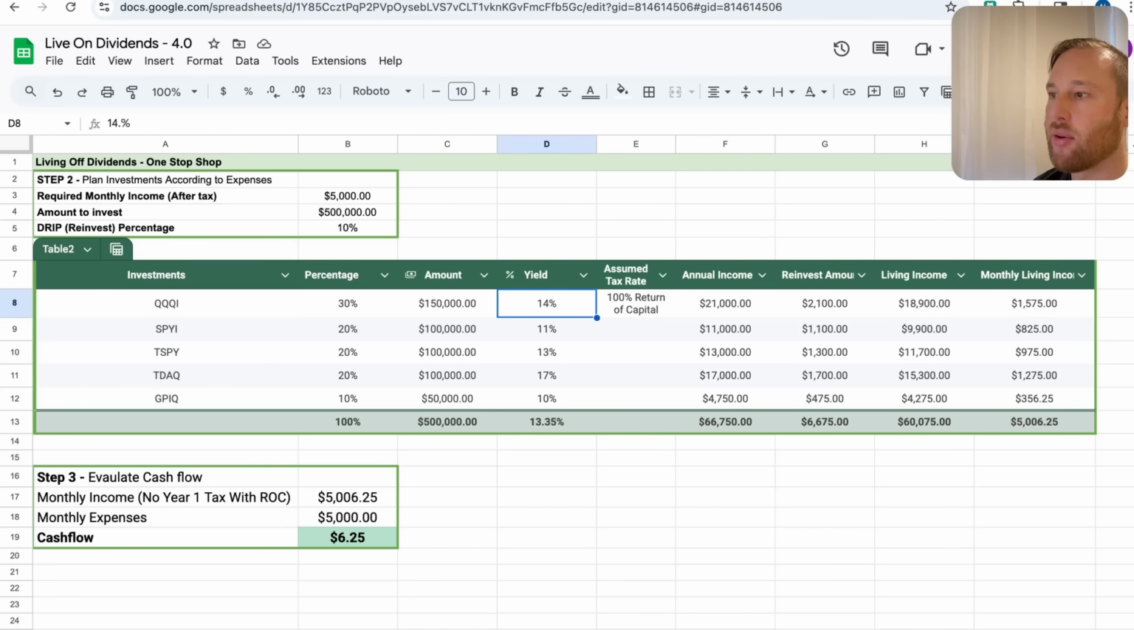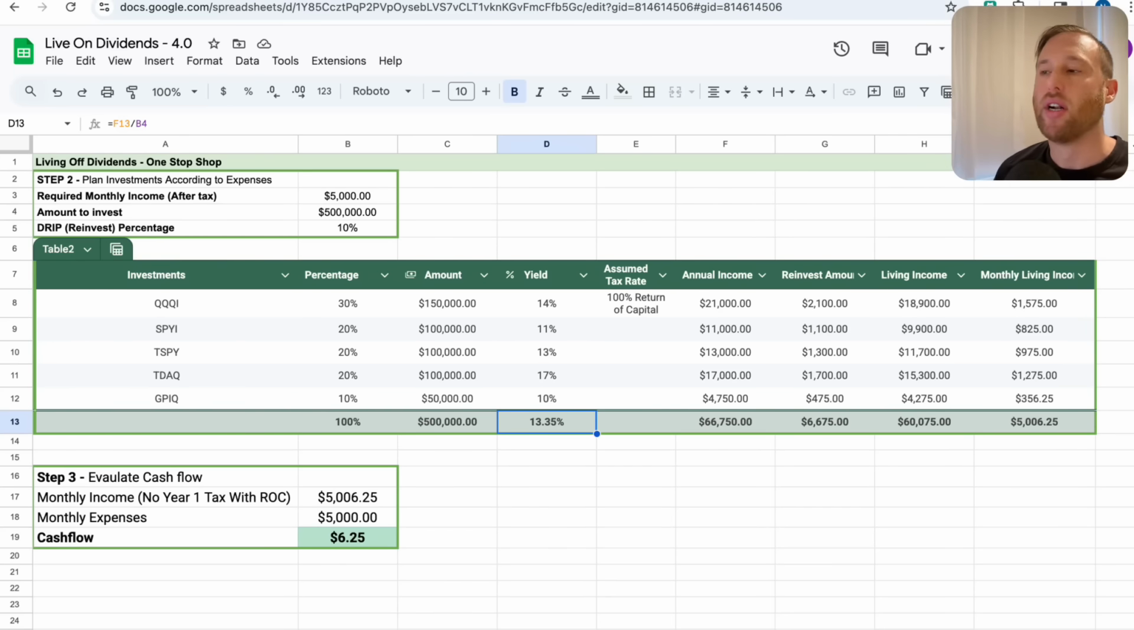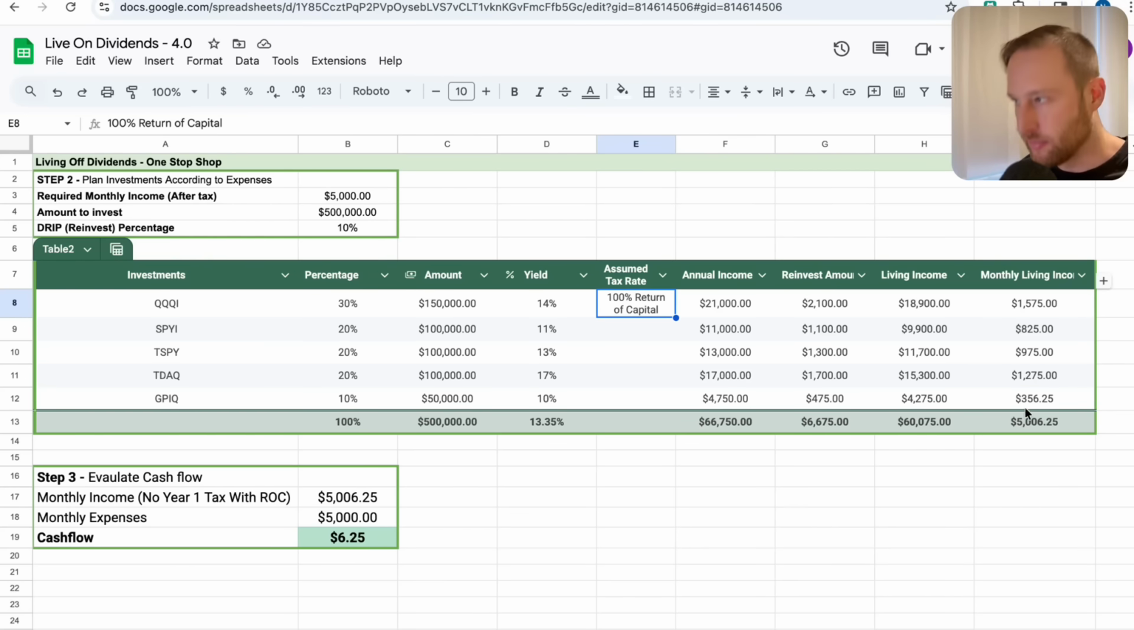All right. Now, do keep in mind that this is during a bull run, right? We're seeing these great yields, 13% average total yields during a bull run. And so on the next sheet, I want to show you guys what happens during a bear run or a bear market. Things might adjust, so we'll account for that. One thing to note is that with all these assets, we pretty much have 100% return of capital. So we will account for that as well.